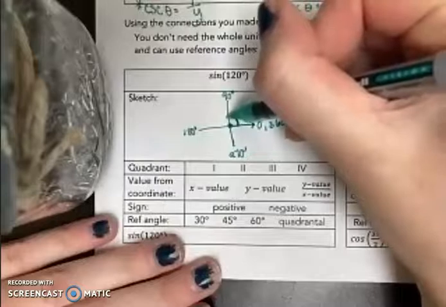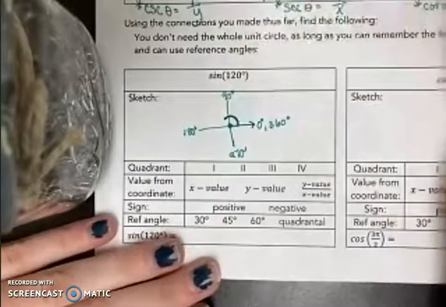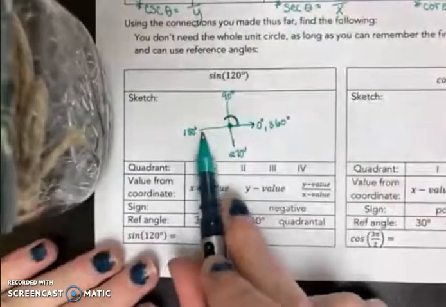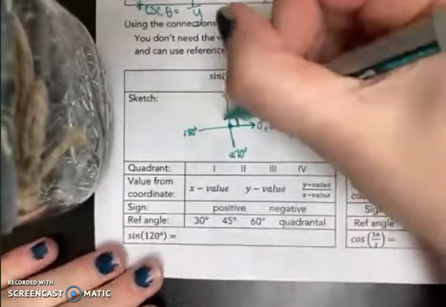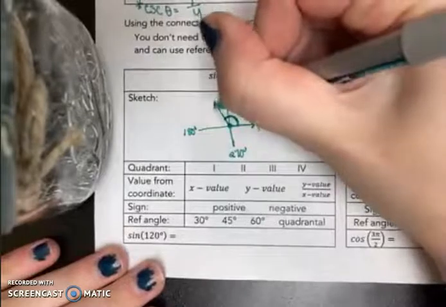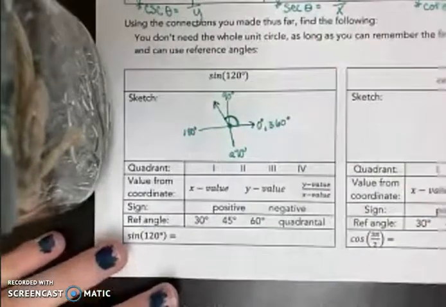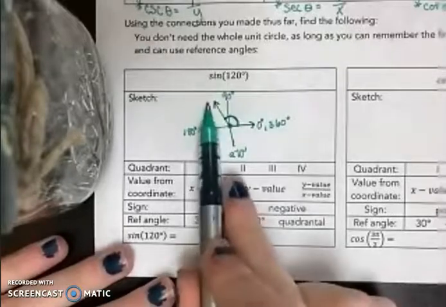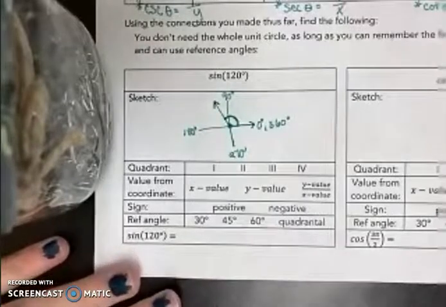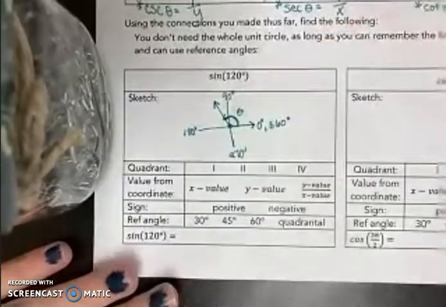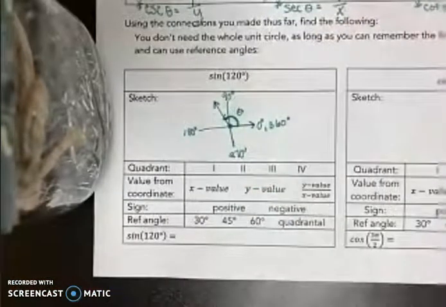I'm going to pass the 90. Now 120 is pretty close to 90 degrees, so I don't want to draw it too far or too close to the 180. I want to stay right around here. You want to make sure that your picture actually represents the degree it's looking for, and I think 120 is right about here. So that's my theta.